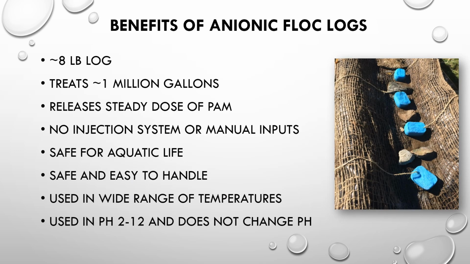So let's look at some of the benefits of anionic flock logs for water treatment. Each log is usually about 7 to 10 pounds, and they're different sizes. You can do different sizes, different shapes if needed, depending on the treatment. They usually treat, again, about 2 million gallons of water. We like to say 1 to be conservative. They release a relatively steady dose of PAM.